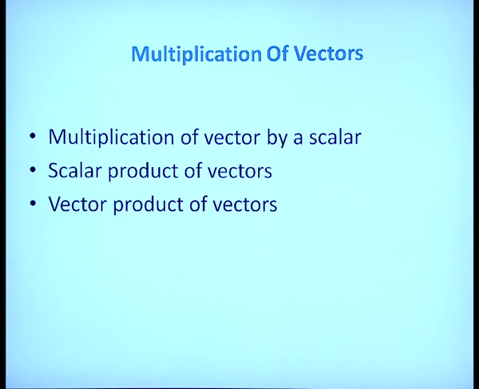Now, how can we multiply vectors? Multiplication of vectors can be of three types: multiplication of a vector by a scalar, scalar product of two vectors, and vector product of two vectors. First, we will discuss multiplication of a vector by a scalar.